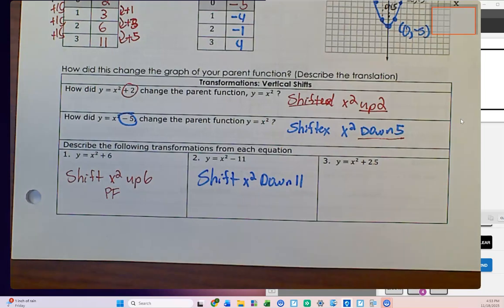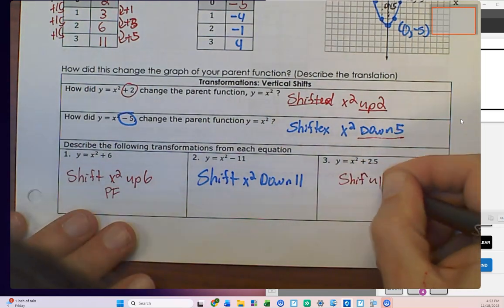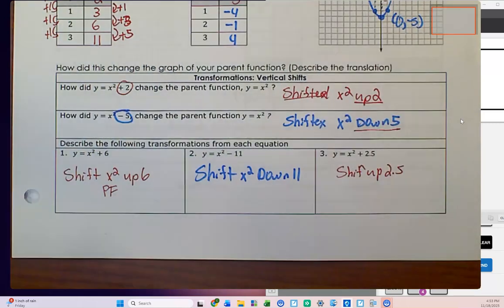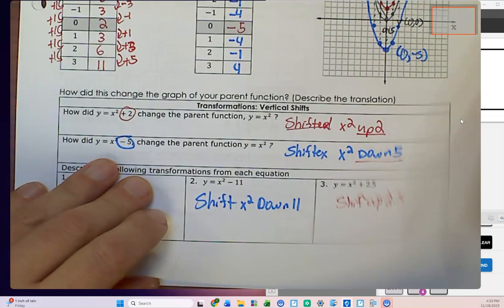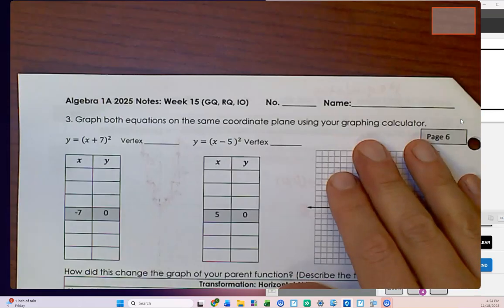And sometimes I like to do this. You can just say shift up 2.5. You could move faster if you wanted to, and just use your calculator. You could move at your own pace. Okay.